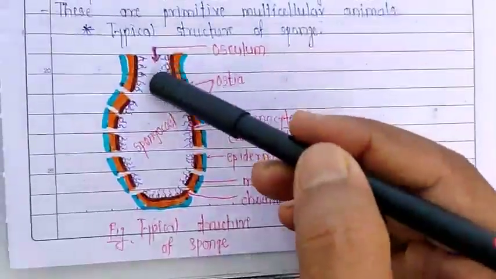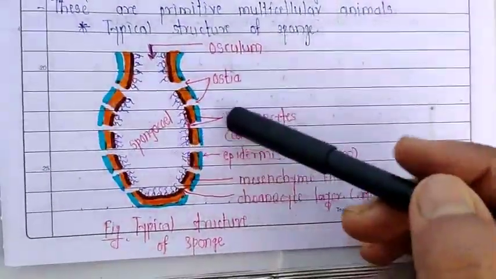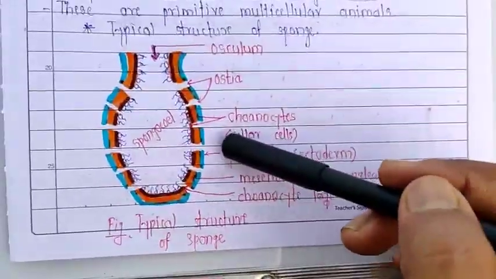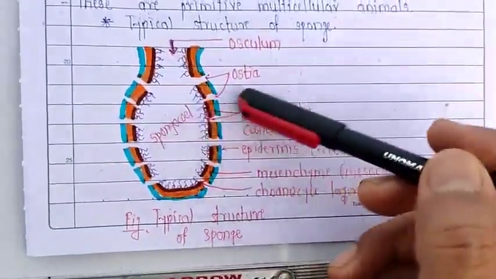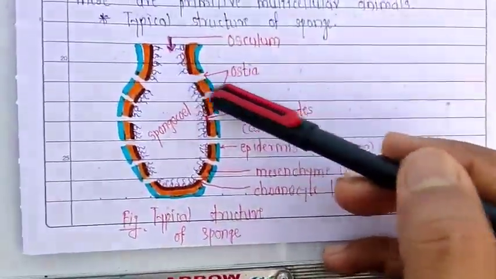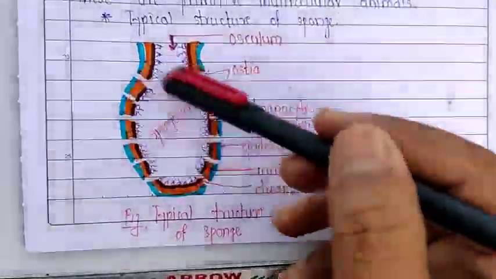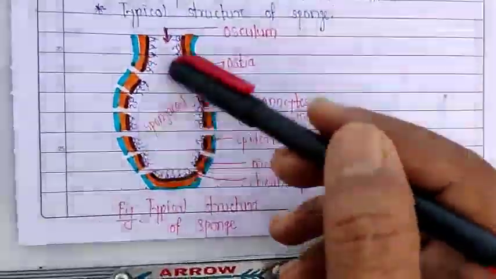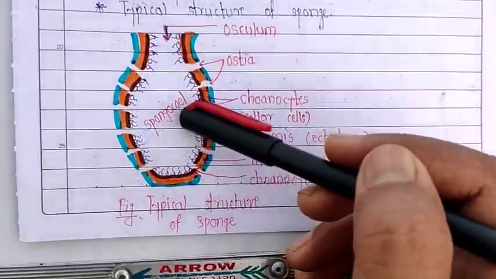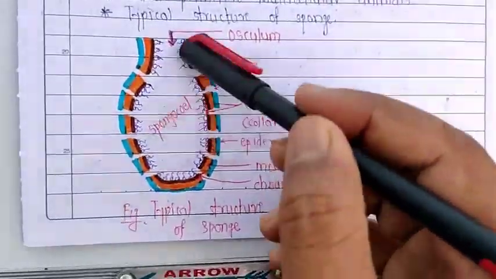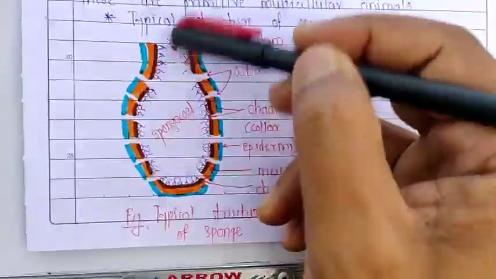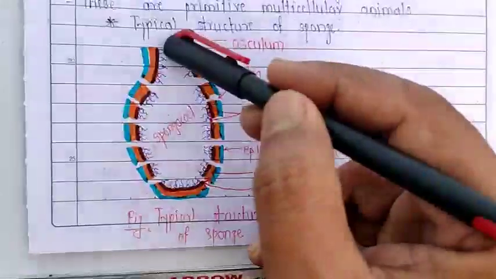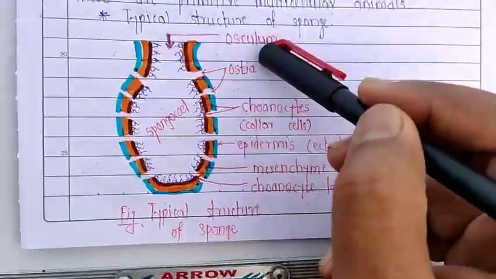Due to the beating of these choanocytes, water currents develop and water comes inside the body of the sponge through these ostia and enters into the body cavity. The body cavity of the sponge is known as spongocoel, and from here it leaves the body through the large opening that is known as osculum.